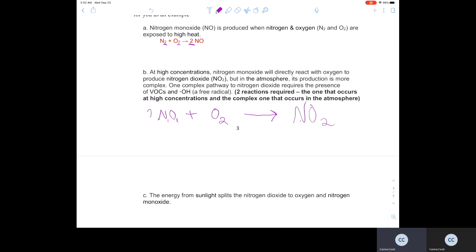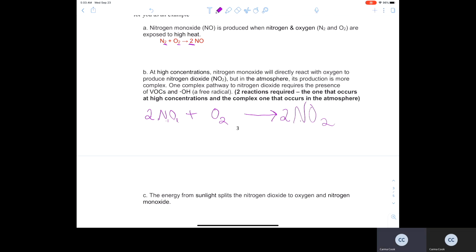So what we'll do is put a 2 in front of the NO and a 2 in front of the NO2. So now we've got 2 nitrogens on each side, and we've got now 2 times 1 is 2, plus 2, 4 oxygens on the left, and 2 times 2, 4 oxygens on the right. So now that equation is perfectly balanced. So this is the ideal way that nitrogen dioxide is produced in the atmosphere.